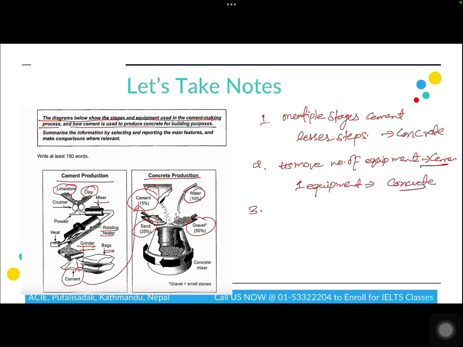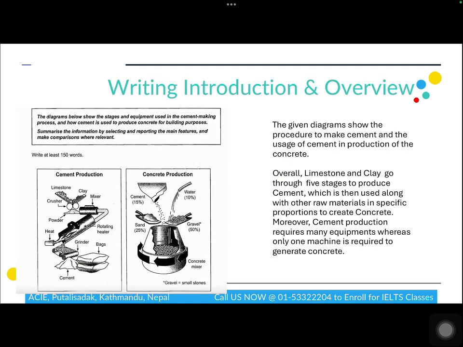Apart from that, we can also mention that there are 5 stages, whereas only one step in concrete production, right? So this can be another comparison between both the figures. So after you are done understanding the question, it's not as complicated as a statistical diagram. It's pretty much straightforward. It's not data based. So we'll quickly start writing our introduction and overview for this question.